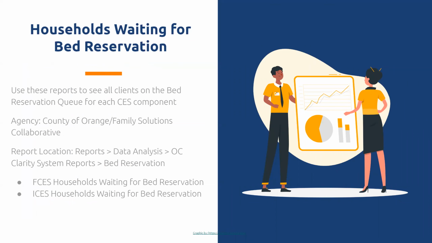So the next reports we're going to highlight are households waiting for bed reservation. And these are similar to the last reports, but these are going to show you if a client you're working with is on the bed reservation queue. So these reports are located in the data analysis tab of HMIS. Under OC Clarity System Reports, there is a section called bed reservation. And there's two different reports, one for family CES bed reservation and one for individual CES bed reservation.